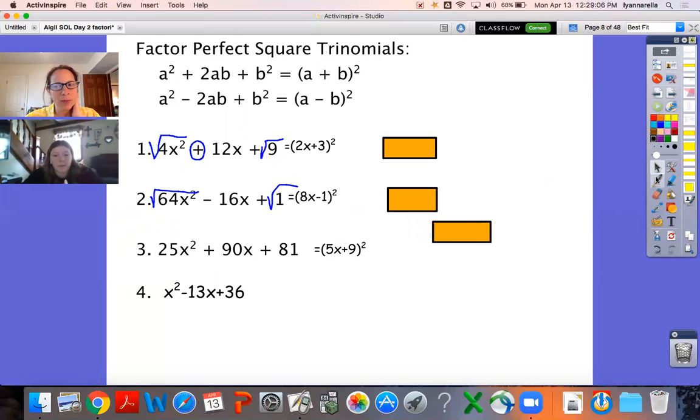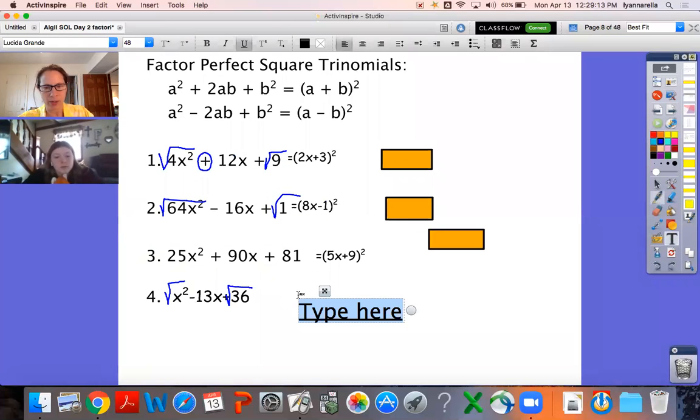And this one looks like it would work, but here's the problem. If I said square root of x squared, square root of 36, and said that's going to equal x minus 6 squared.